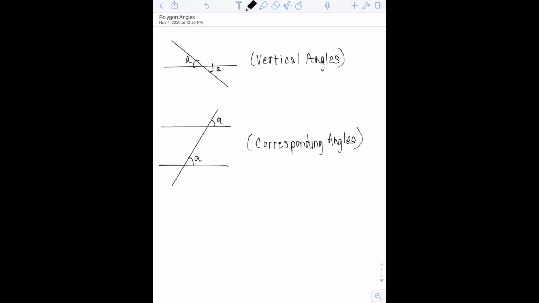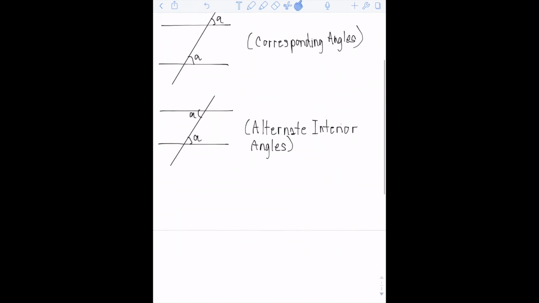If there are two parallel lines with a transversal, then these two angles, which are the alternate interior angles, are also congruent. And combining alternate interior angles with vertical angles, we can also see that in two parallel lines, these two angles on the outside are congruent, and they're called alternate exterior angles.